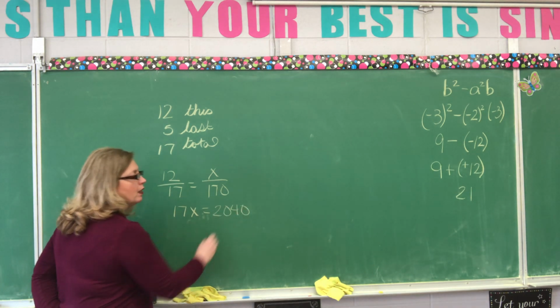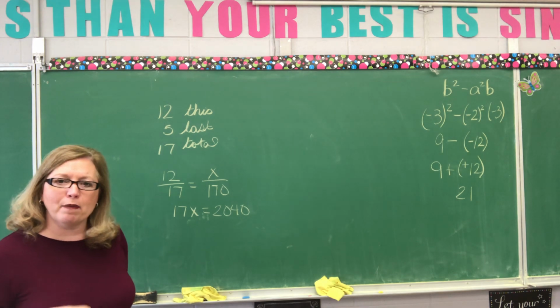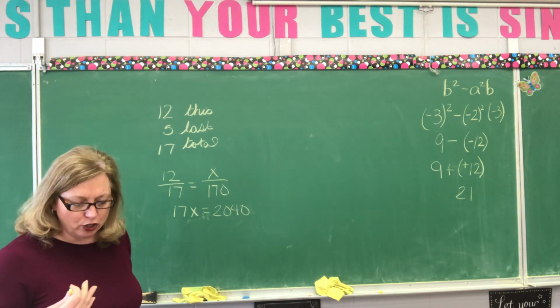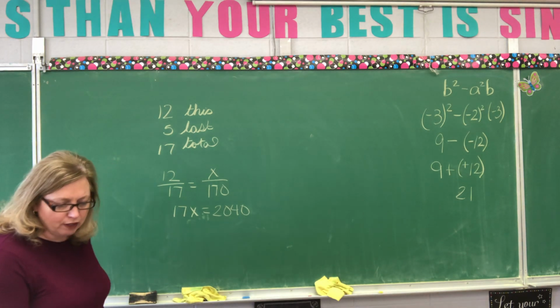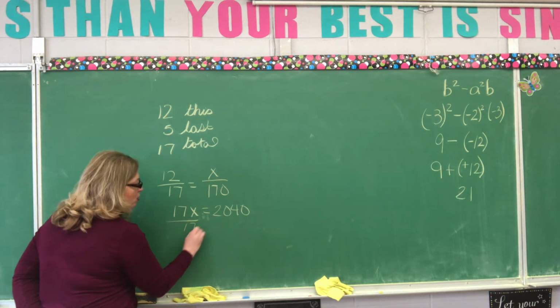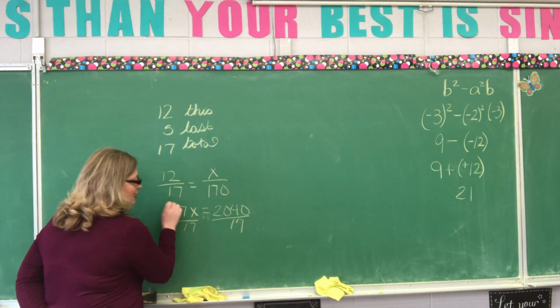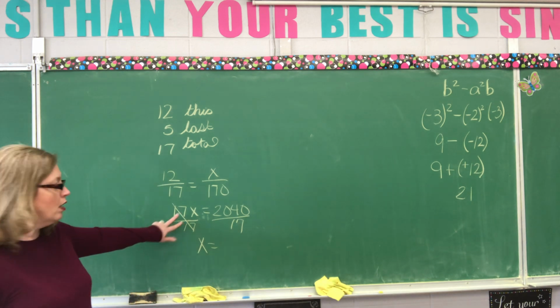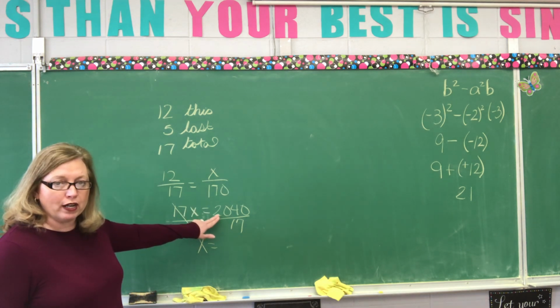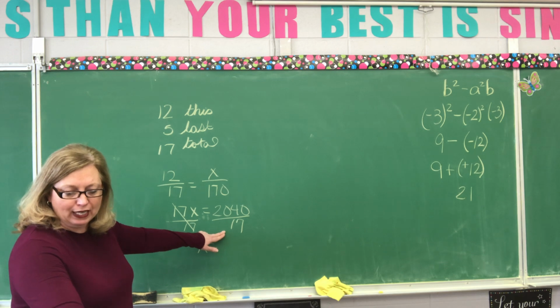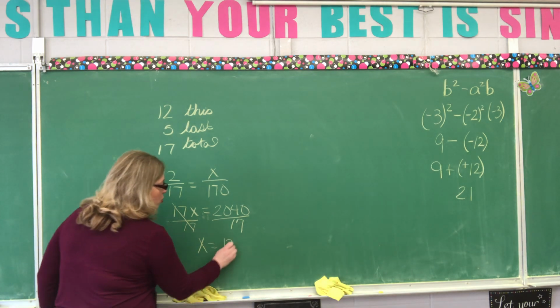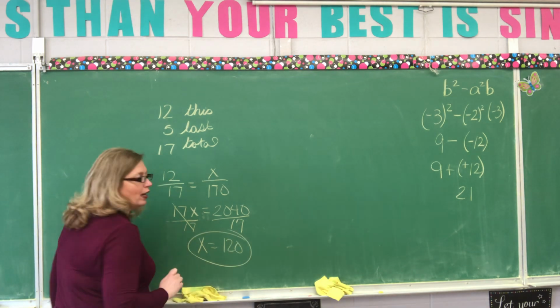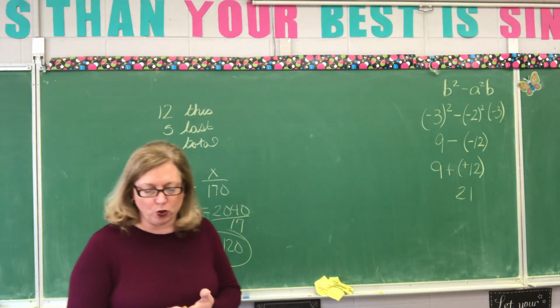12 times 170 is 2,040. What do you do when you have a number and an x? It means to multiply. You do the opposite. So you're going to divide. We're going to divide both sides by 17. These are going to cancel. And we're going to say 2,040 divided by 17 is 120. So our answer is 120.